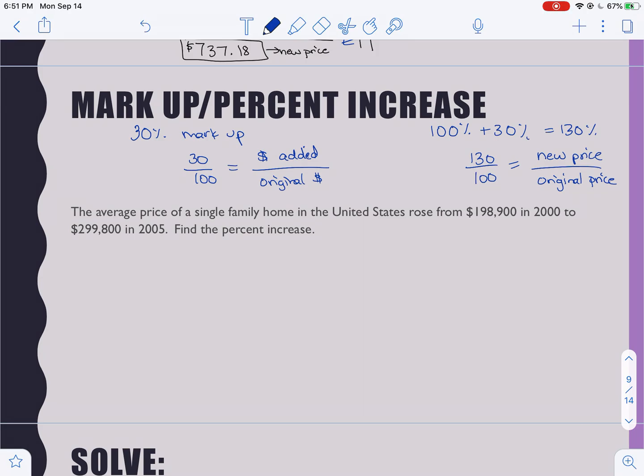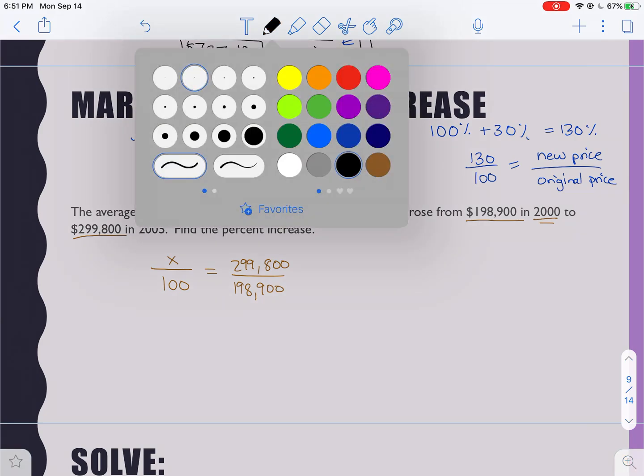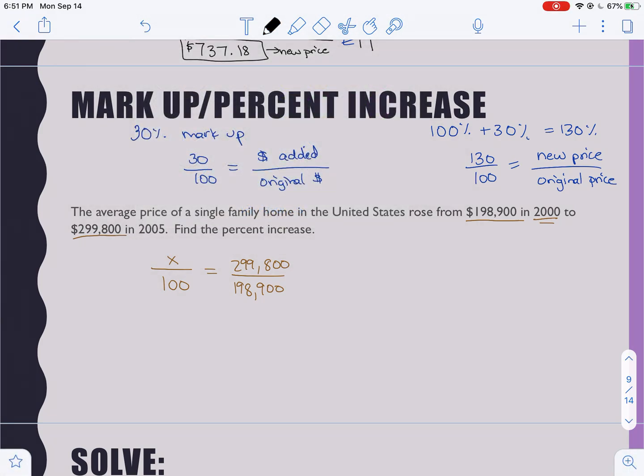So in this example, the original price of a single home rose from $198,900 in 2000 to $299,800 in 2005. Find the percent increase. So percent increase, I'm trying to figure out. So X is going to be the number that I'm looking for. The original price was $198,900, and then the new price is $299,800. So that's going to tell me the 100% plus the amount that it's increasing.